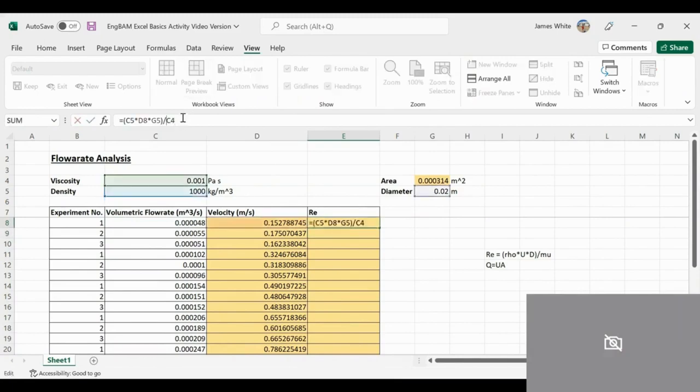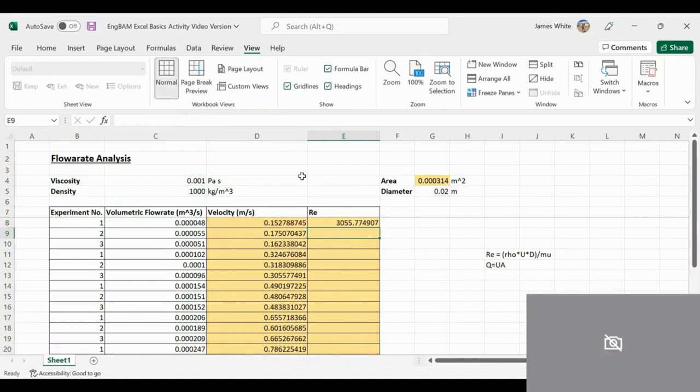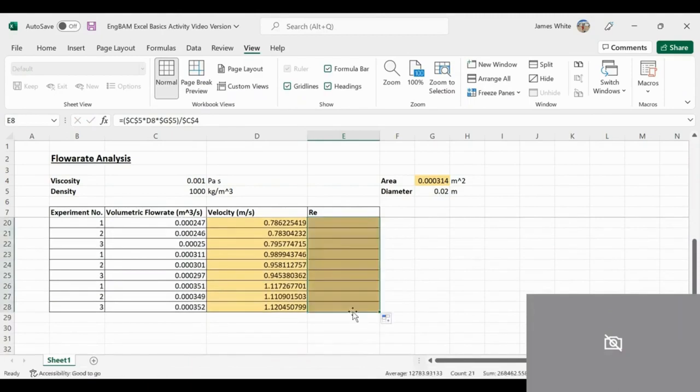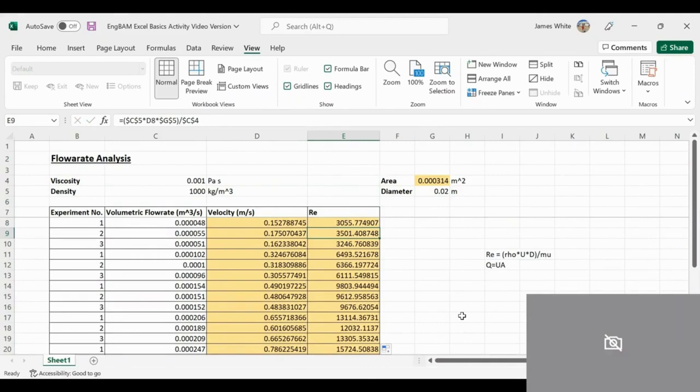So here again, the only thing that's changing is the velocity. Everything else we would like to have some absolute cell referencing, like so. And then again, bottom right hand corner, drag that one down and we have calculated our Reynolds numbers. So that is all of our calculations done.